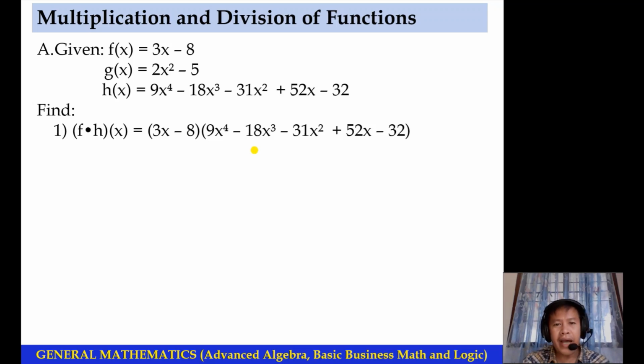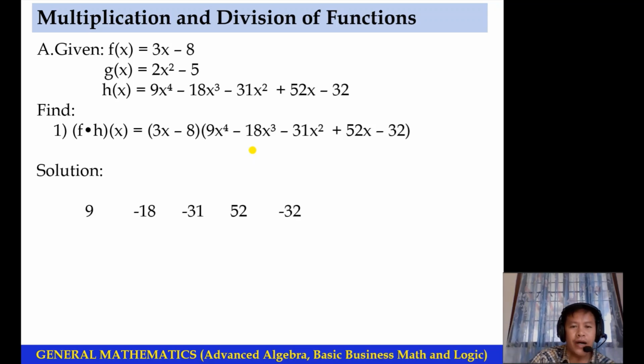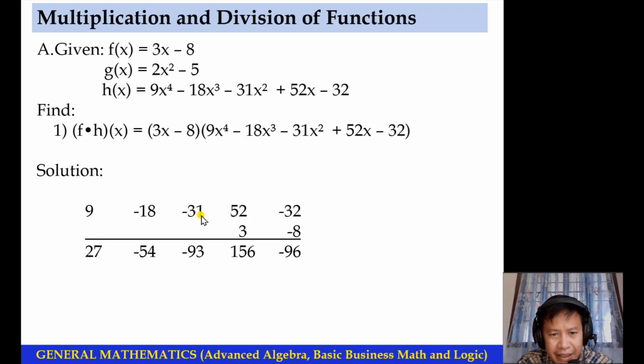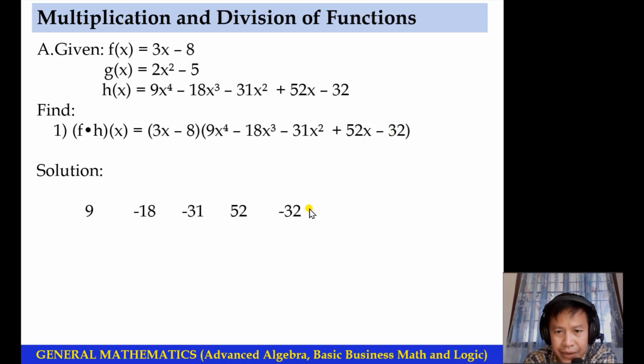Did you understand, students? We are going to apply the so-called long process of multiplication without variable. And this is a new technique for you, no? We are going to remove the variables. But take note, you are going to arrange the terms in descending order. Meaning, the highest exponent will be in the first term, going to the lowest exponent, and that will be in the last term. Therefore, you are going to take only the coefficients of our polynomial here. You have 9, negative 18, negative 31, 52, and you have negative 32.